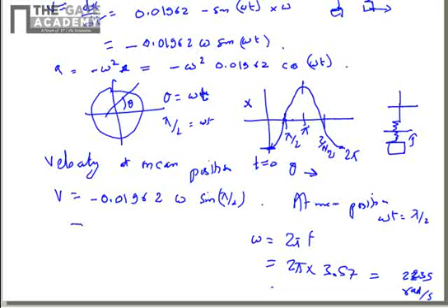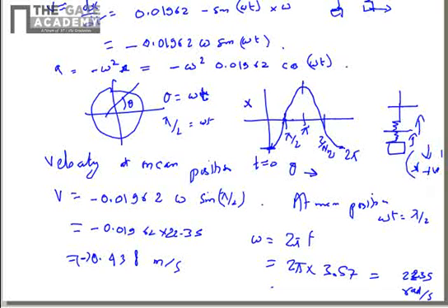So substitute this here. Sin pi by 2 is 1 anyway. Minus 0.01962 times 22.35. So the velocity at mean position is equal to 0.438 meter per second in the negative direction. Negative direction indicates that the velocity will be towards the top, since x is positive downward. So the velocity is towards the top at the mean position. It is trying to come to the higher extreme position.